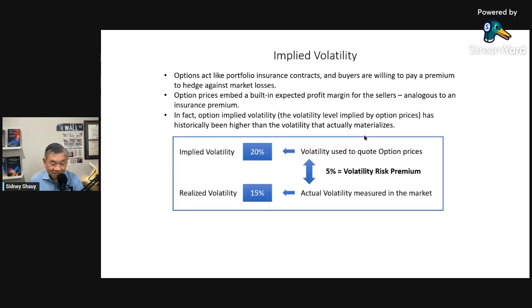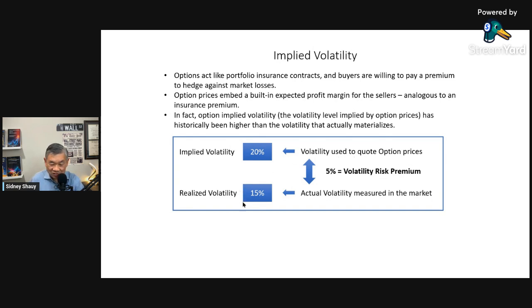Why do they do that? We're going to show in a minute. Okay, so let's say the volatility in the market, we call it the realized volatility or actual volatility, is 15%. So that's the actual volatility measured in the market. But the option seller is not going to use this volatility to quote an option for you. He's going to use a higher number. He's going to use what we call implied volatility of 20%, for example.